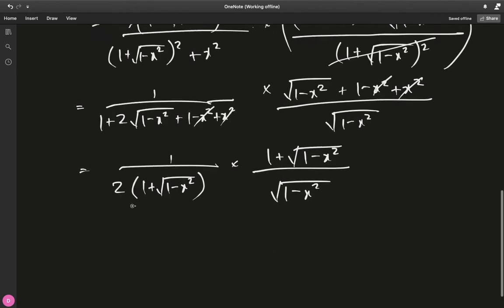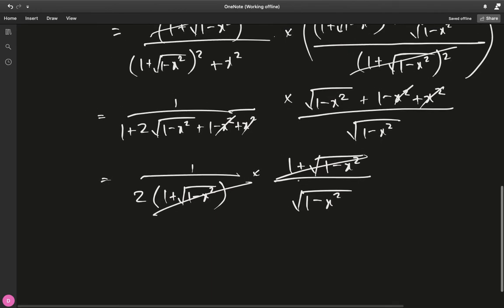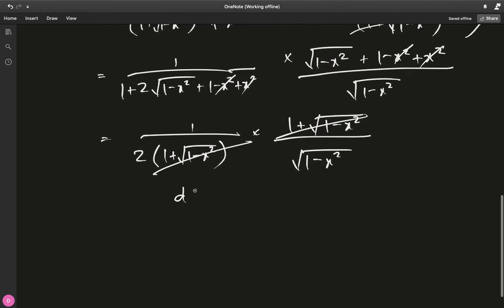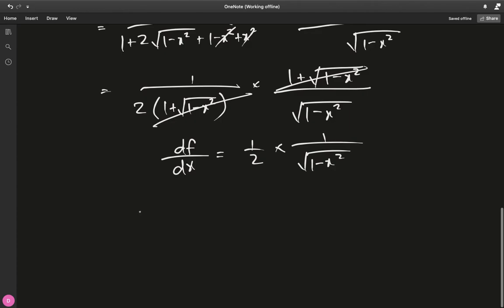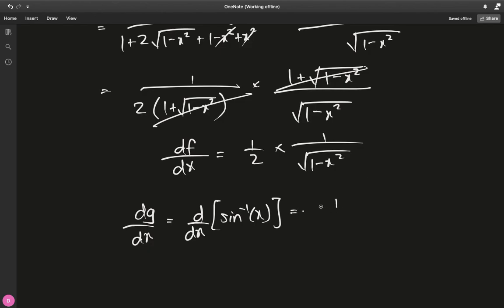And notice that these terms cancel out. So our df over dx just turns out to be half times 1 over square root of 1 minus x squared. Okay, now g. So dg over dx was the derivative with respect to x of inverse sine of x. And this is a standard form. It's 1 over square root of 1 minus x squared.